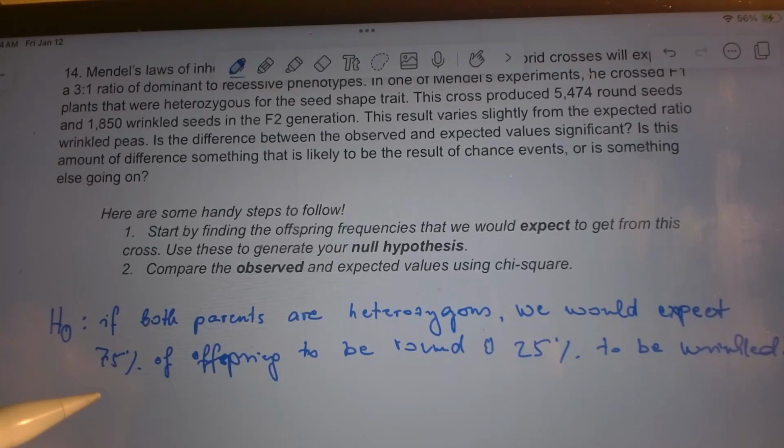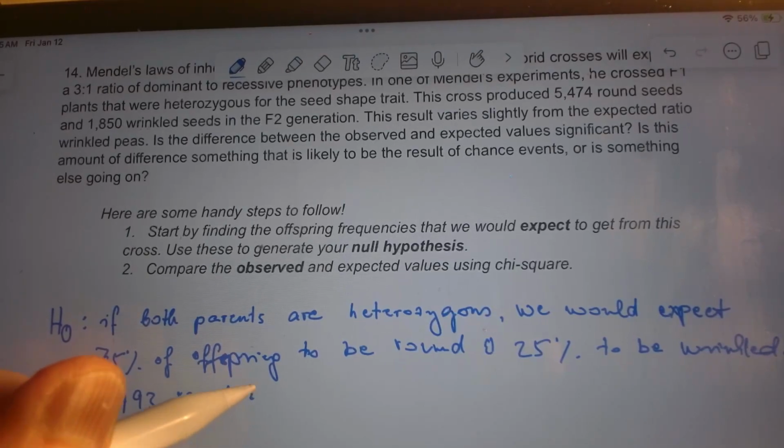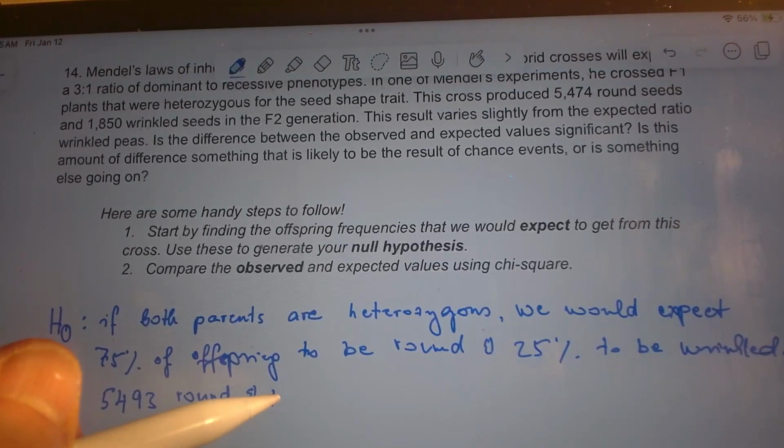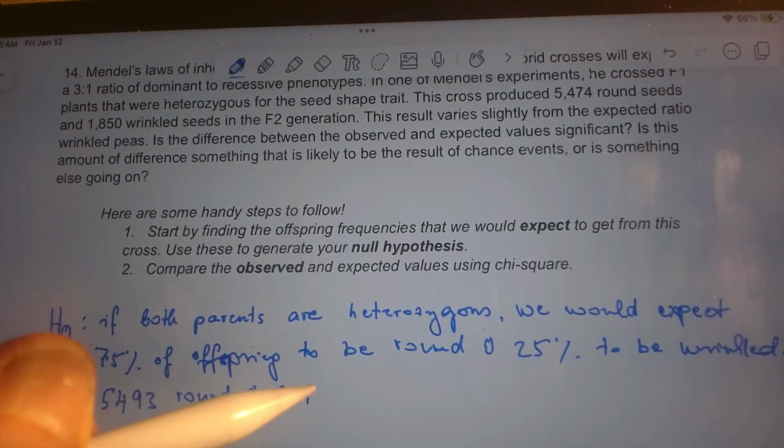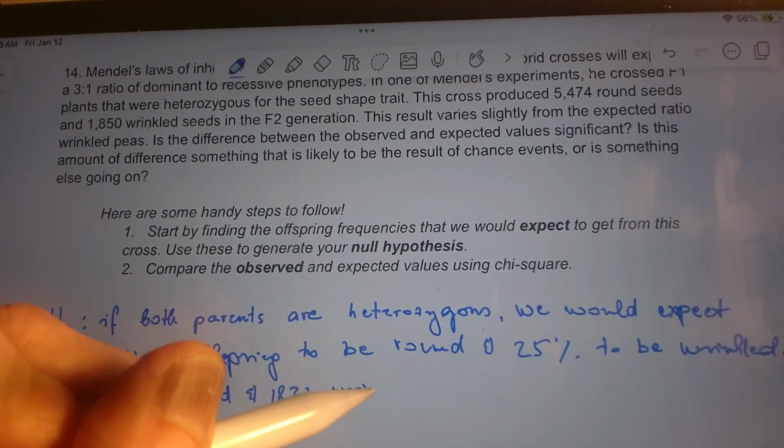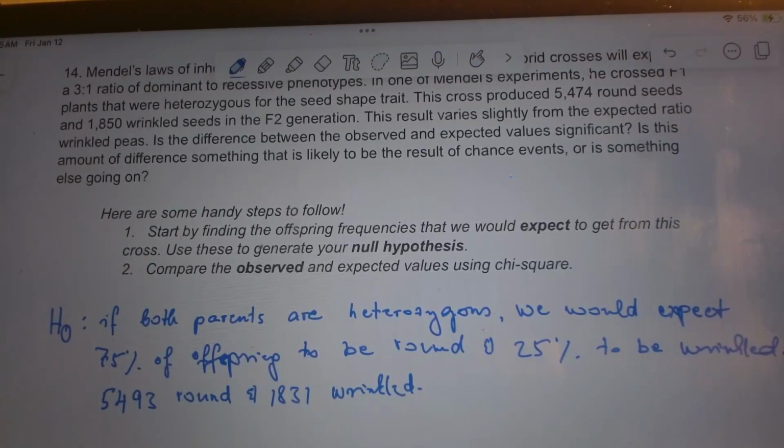Number-wise, we would expect 5,493 round and 1,831 wrinkled. How did I figure it out? I added the seed numbers together, and after I just took 75% of that value to figure it out.